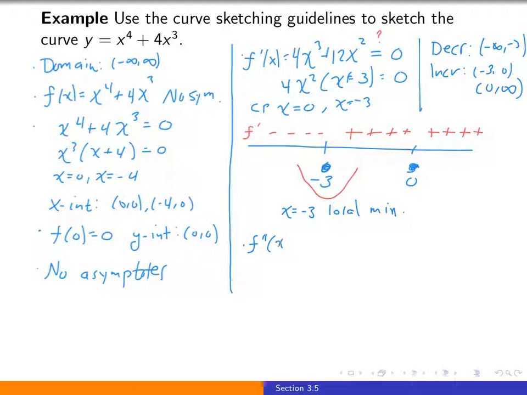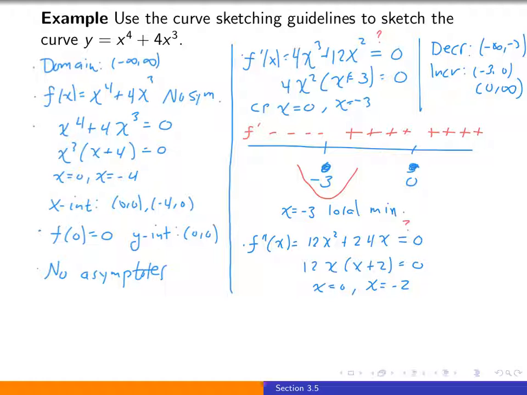So f double prime x is equal to 12x squared plus 24x, and we need to determine where this is equal to 0. Both terms contain a 12 and an x, and when we factor that out, we're left with an x plus 2. So we have x is 0 or x is minus 2.